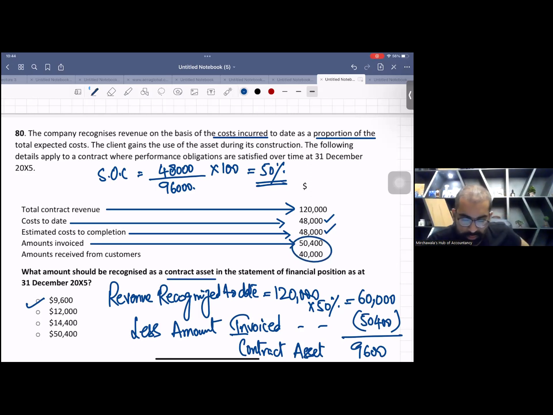If the examiner asks you for retention receivable as a separate requirement, take the difference between the amount invoiced and the amount paid, because you sent the invoice of 50,400 to the customer and the customer just paid 40,000. So the difference of 10,400 is the retention receivable for sure. But in this question, they are not asking this, so why worry about it?